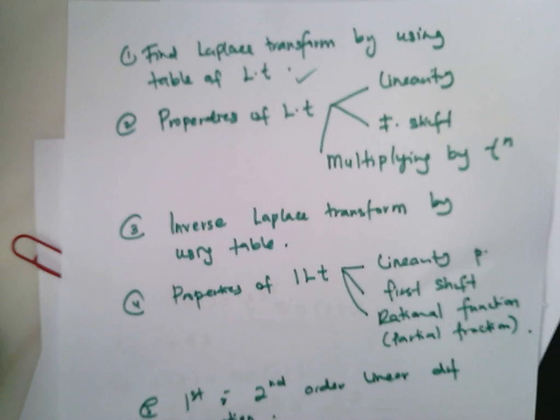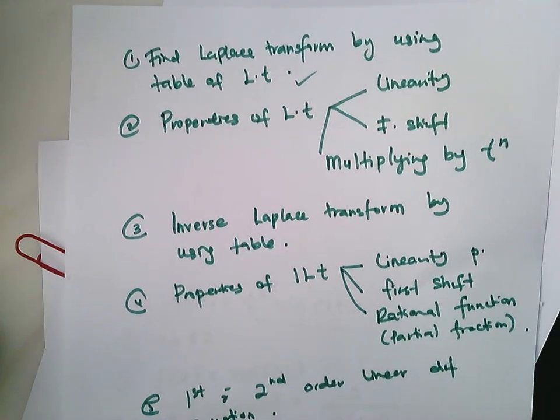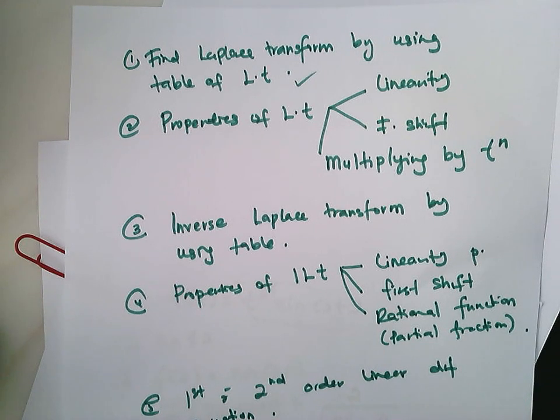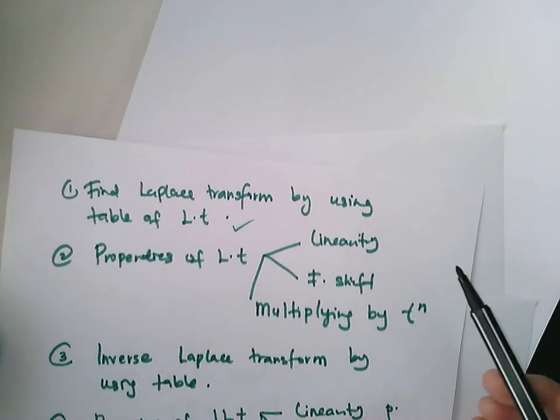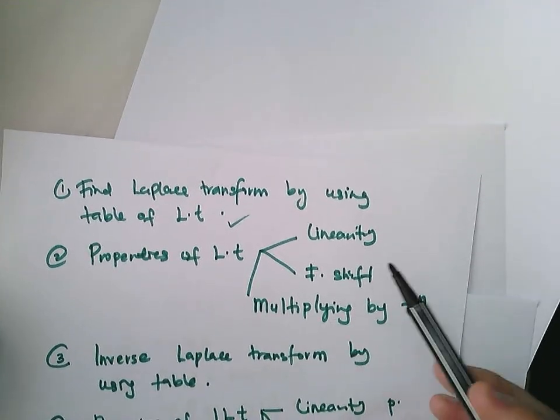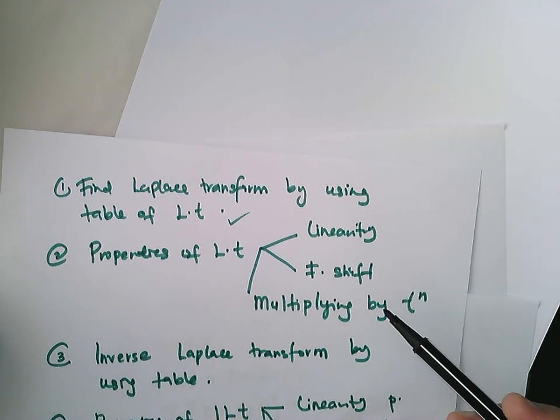Okay, so I will just summarize here. We apply properties when we cannot get the Laplace transform of that function directly from the table of the Laplace transform. If you have a function that you cannot find directly from the table, then these three properties must come to your mind. Either you use linearity, first shift, or multiplying by t^n function.